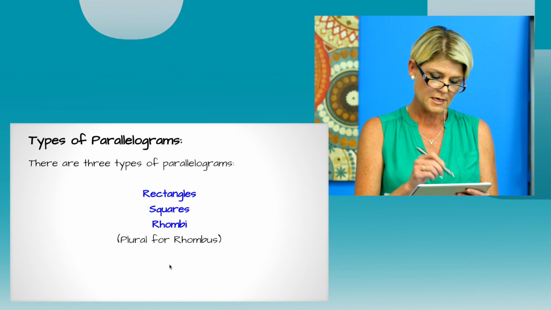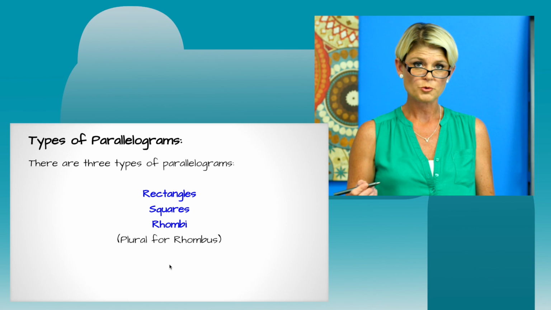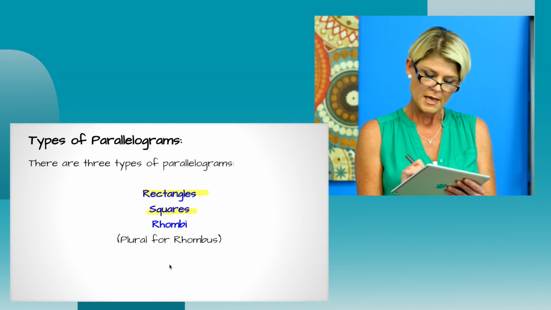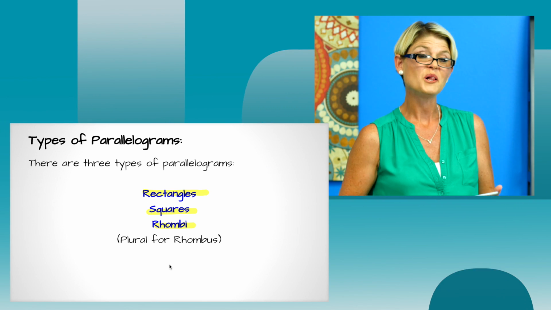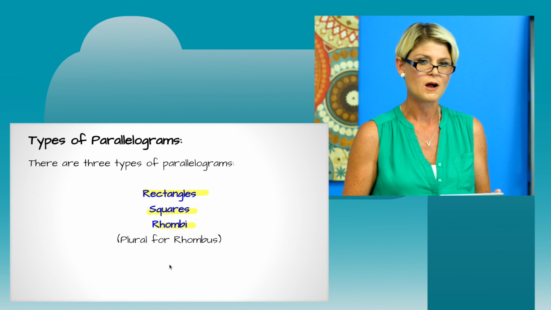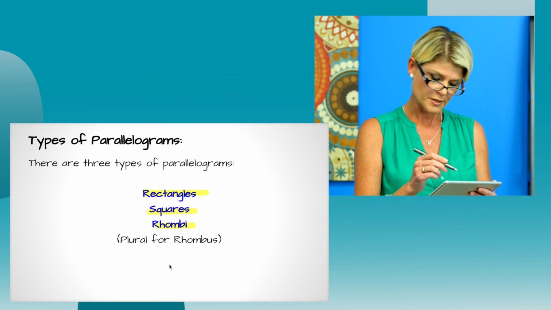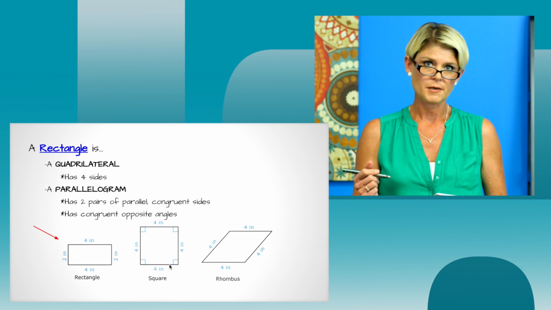All right, so again, let's talk about some types of parallelograms. There's 3 types of parallelograms. We've got rectangles, squares, and rhombi. I know that's a really strange word, but it's actually the plural for the word rhombus. You could say rhombi or rhombuses, so I chose rhombi. Funny word.